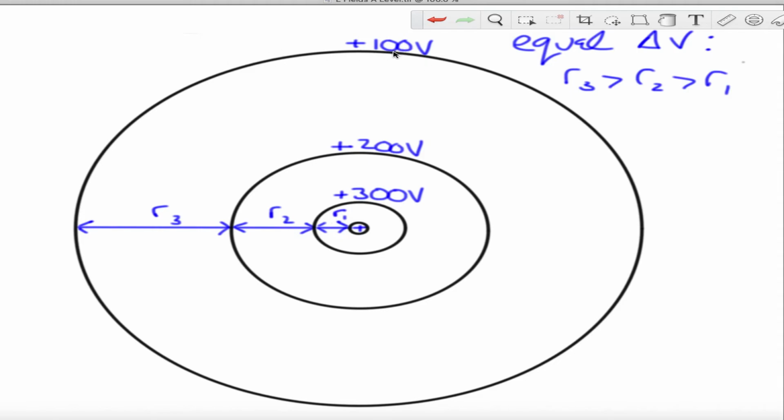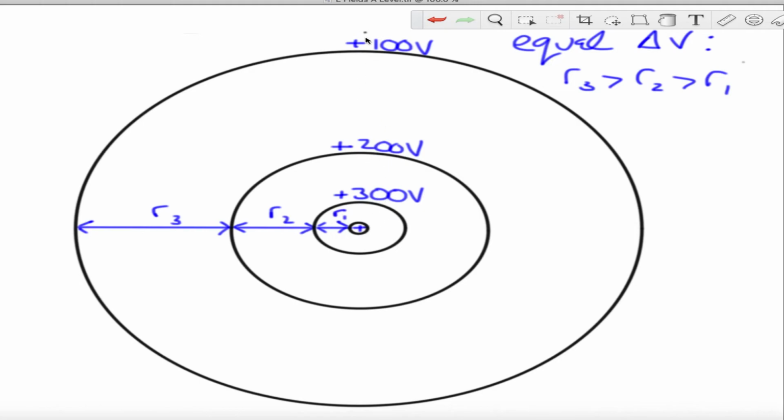There is no work done by the gravitational force in a gravitational field. There is no work done by the electric force in an electric field to maintain that orbit. No change in energy, no work done, therefore no need to input energy. So there you have the equipotentials around an arbitrary positive charge.